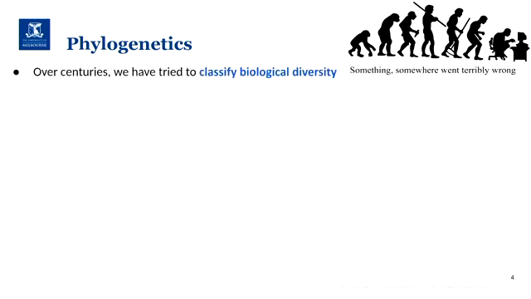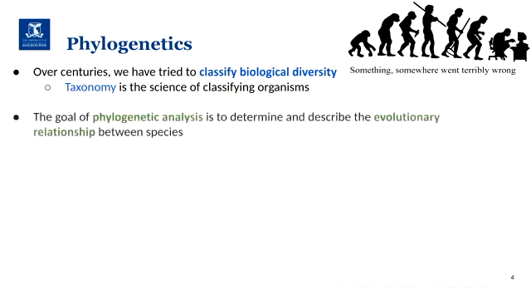So over centuries we've tried to classify biological diversity, and one of the main areas to that is taxonomy, which is the science of classifying organisms. So we started really early on trying to find similarities between objects, similarities between species, and trying to rationalize why they were so similar. And the main goal of phylogenetic analysis then is to determine and describe the evolutionary relationships between two species or more.